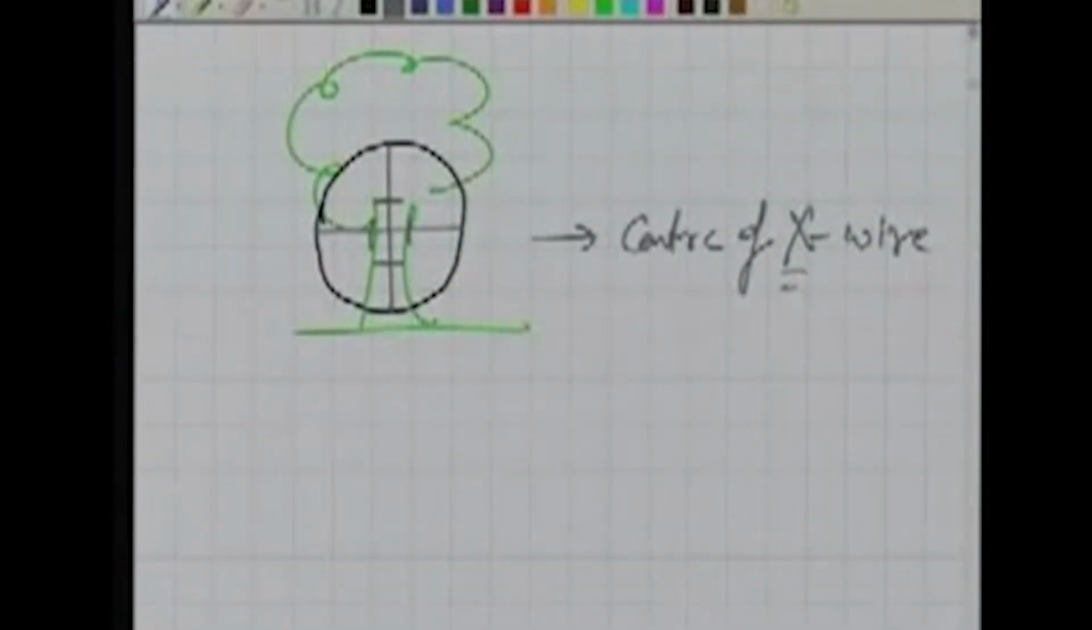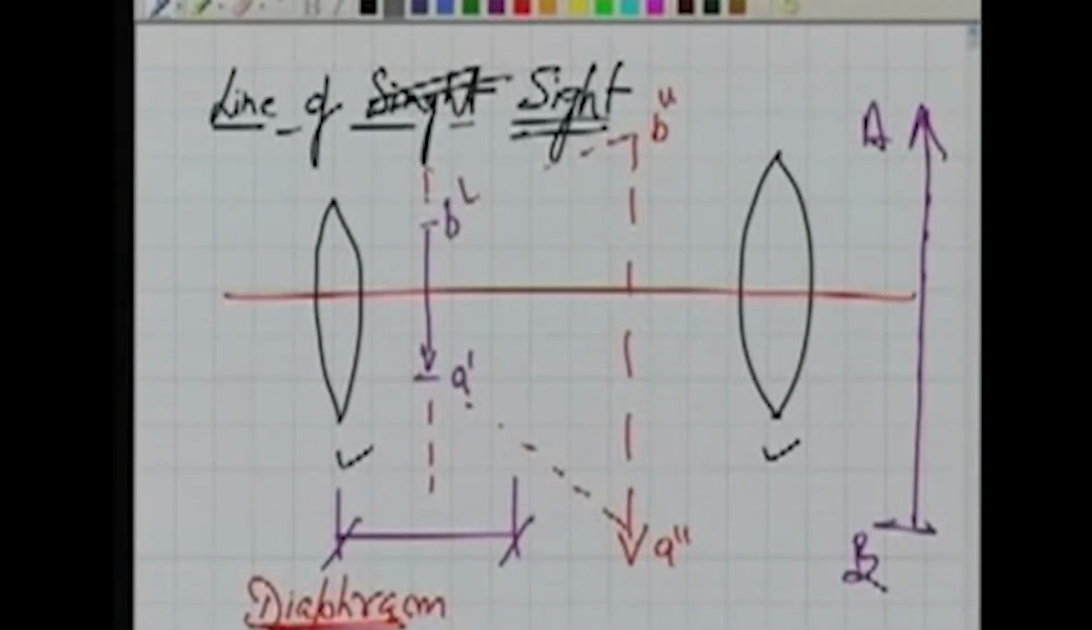So, the line of sight in the telescope is defined as follows. As I was telling you, we have the cross wire or diaphragm fitted over here. The center of the cross wire and the center of the objective, joining these two, the line formed is called the line of sight.